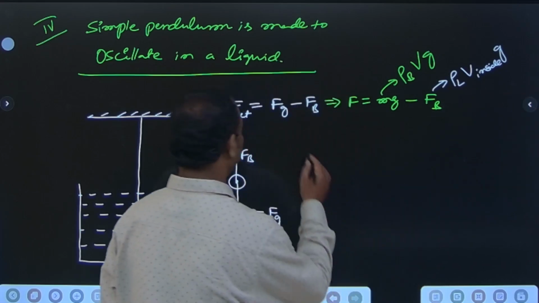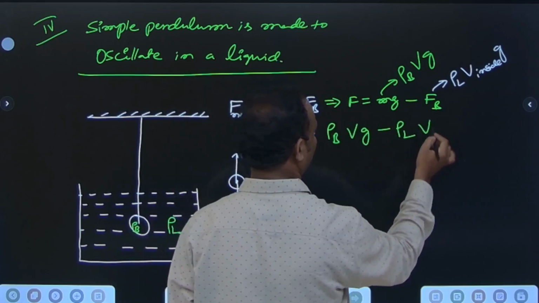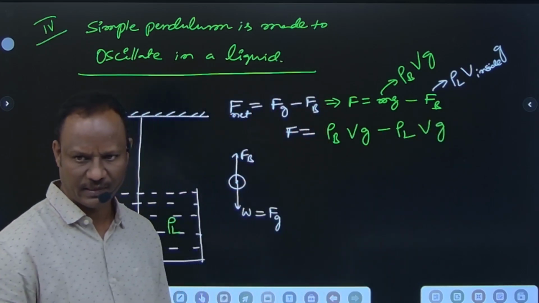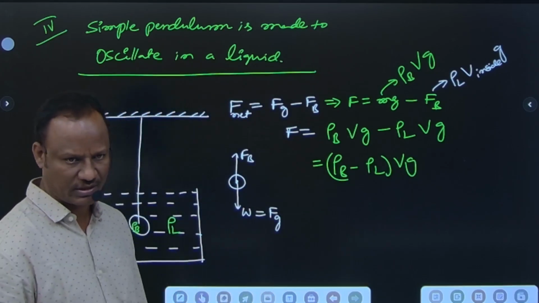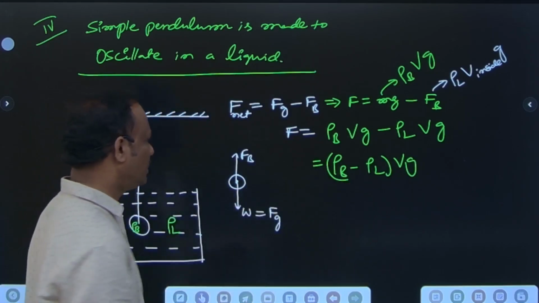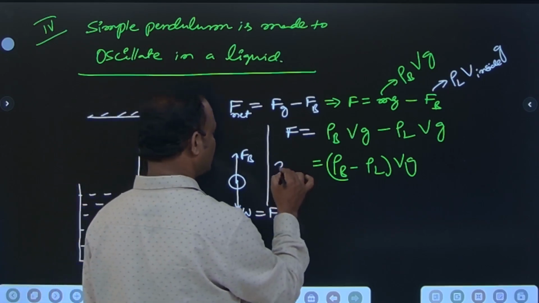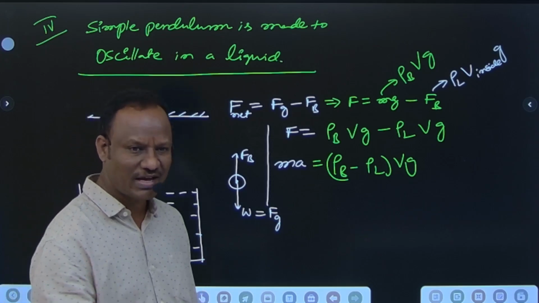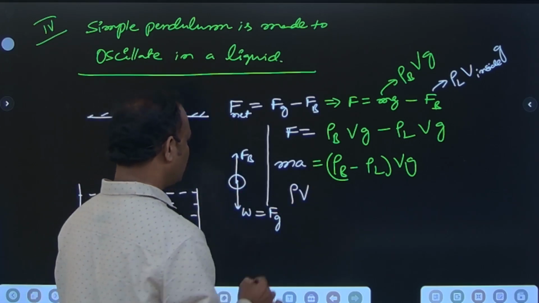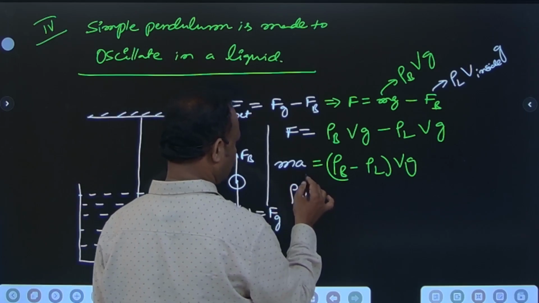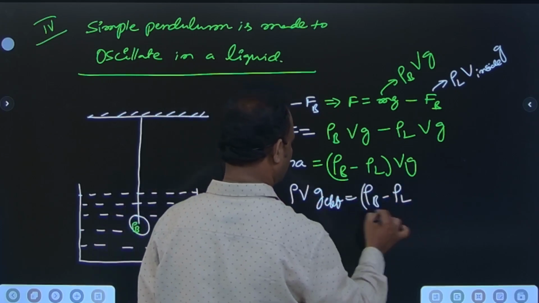So F is equal to the density of the body times volume times g, minus the density of the liquid times the volume inside, which is V only, times g. This equals the density of the body minus the density of the liquid, times Vg. Here V stands for volume and g stands for acceleration due to gravity. This is the net force, and net force means m times a, where a is the effective acceleration. Mass is density times volume, so density times volume times g effective is equal to the density of the body minus the density of the liquid, times Vg.